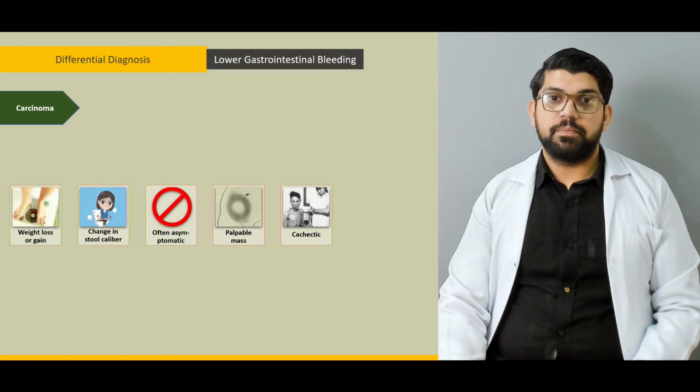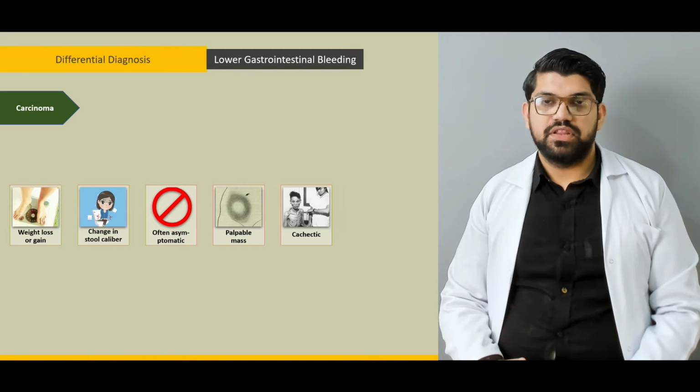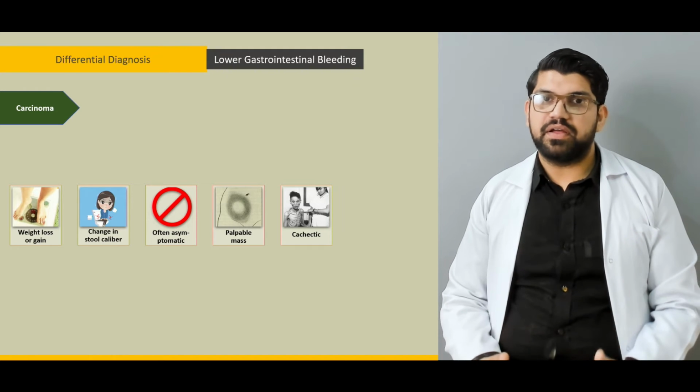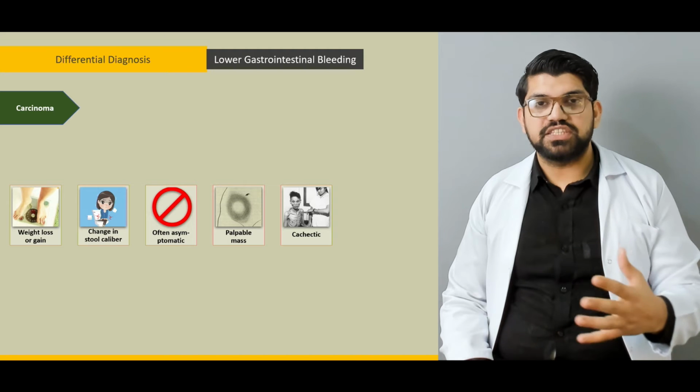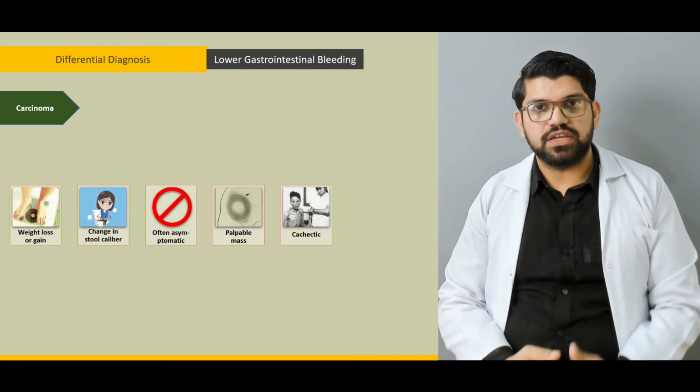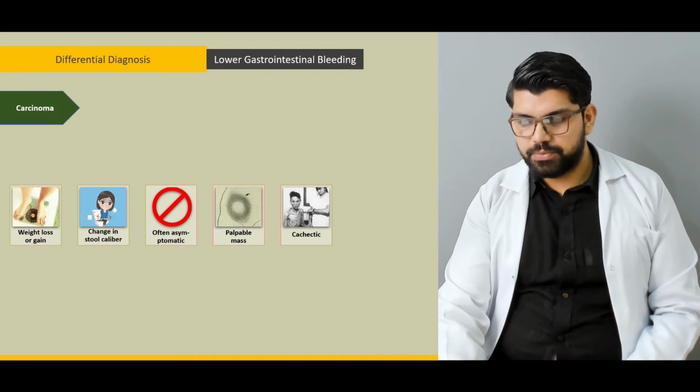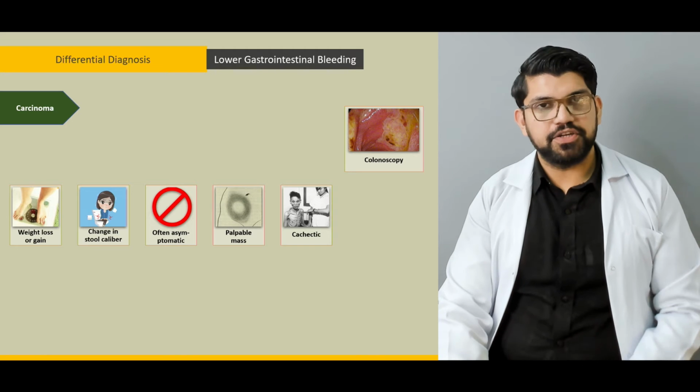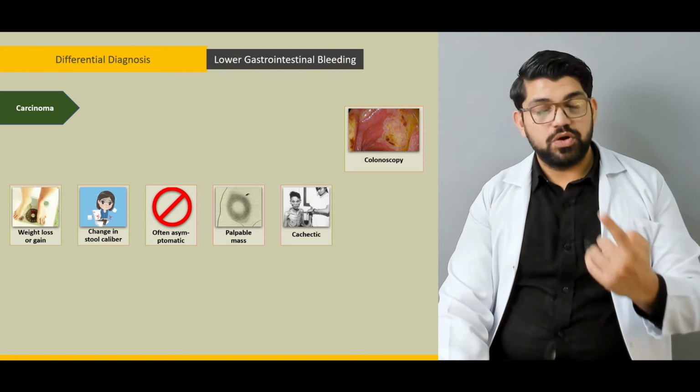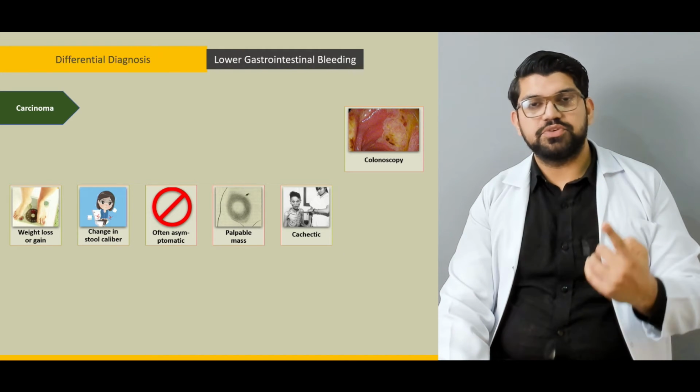Wasted, patient is emaciated, there is decreased hydration status, the patient is poorly tolerated, the patient looks toxic with advanced stage carcinoma. So what to do in these patients? Colonoscopy. Colonoscopy in lower GI bleed is the treatment of choice.